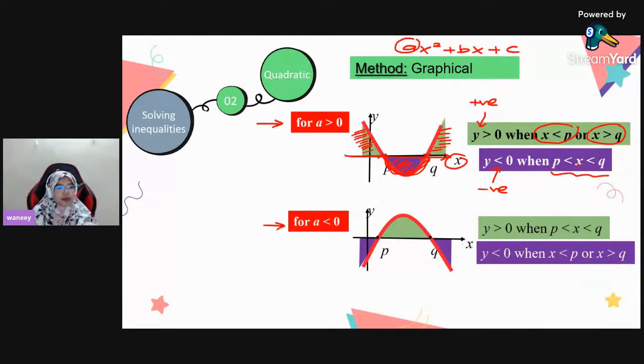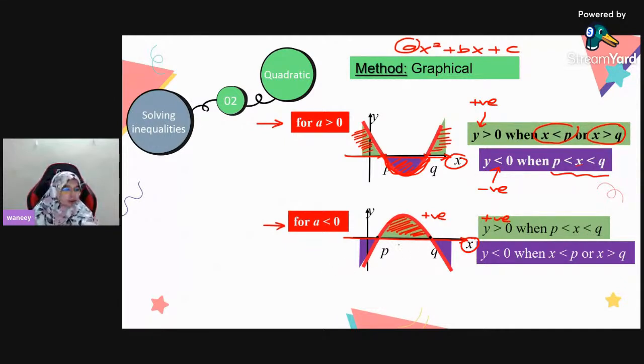Okay, so what happened for a less than 0? So a less than 0, of course, you're going to have those sad curves. Referring to your x-axis, this is the x-axis. So above the x-axis, those are somewhere in between p and q. So this is a positive value of y because it is above the x-axis. So we are going to get some positive value when x is in between p and q.